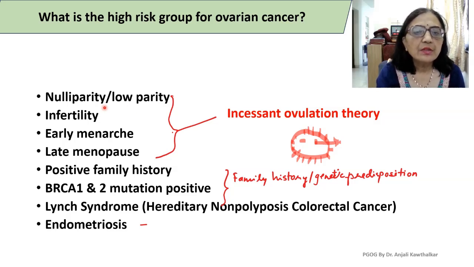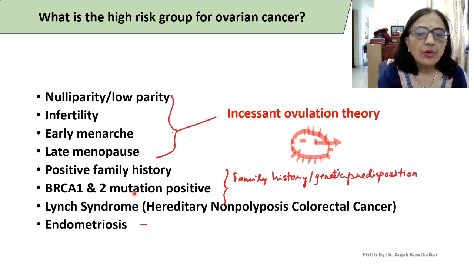So all these factors, nulliparity, low parity, infertility, where we do give ovulation induction drugs and we increase the trauma, again go in favor of the incessant ovulation theory. Early menarche, late menopause, all these are associated with a greater number of ovulatory cycles, and that is how there is a high risk. Whereas pregnancy, lactation, OC pill use, these are protecting a woman against ovarian cancer by reducing the number of ovulations.